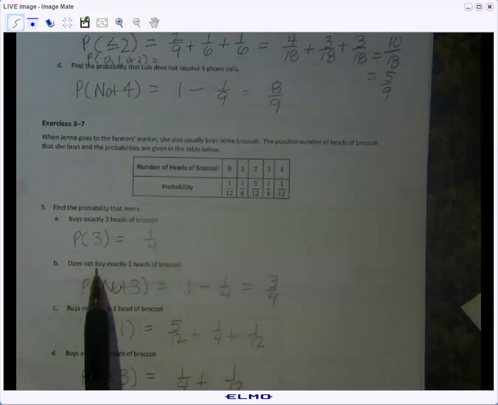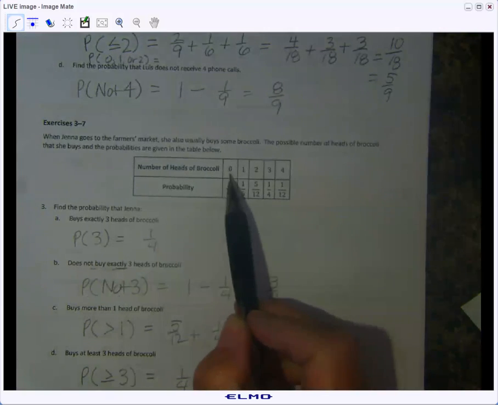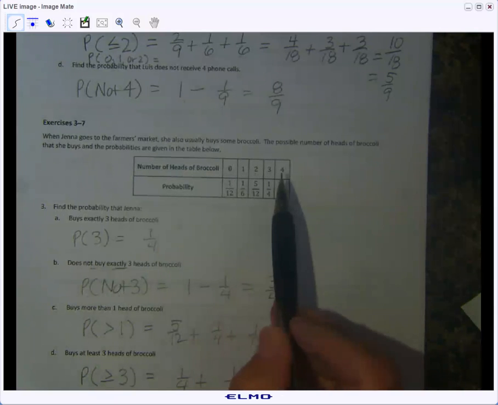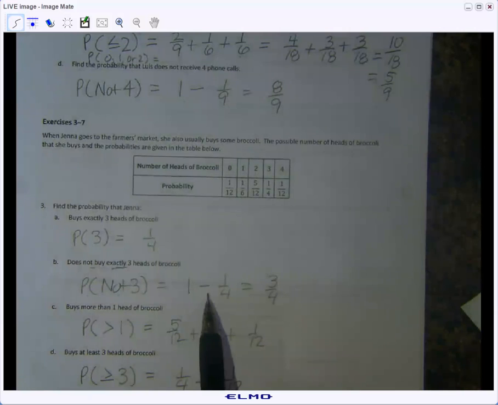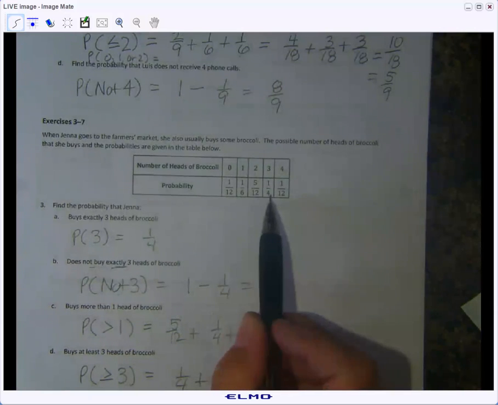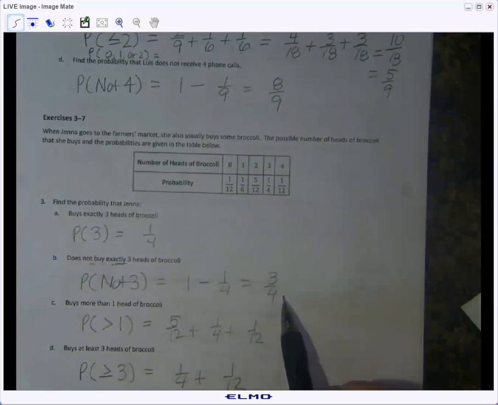Probability that she does not buy exactly 3. So that's the probability of not 3. So that's any other thing from the table besides 3. So that way I can use the 1 minus trick. And the probability of her buying 3 is 1/4. So the probability of her not buying 3 would be 3/4.